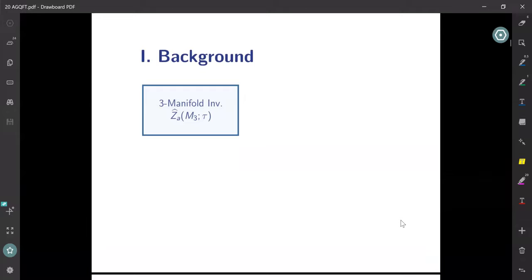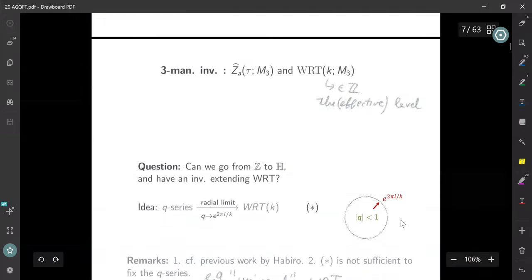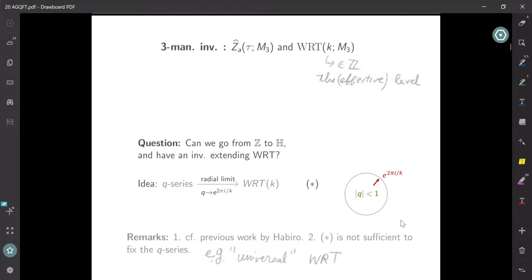So what are these three-manifold invariants? First of all, why would we want to have three-manifold invariants, since we already know there are some topological invariants that we all know and love, namely the so-called Witten-Reshetikhin-Turaev invariants of a three-manifold. Physically speaking, they're simply the Chern-Simons partition function living on the three-manifold. Okay, and till the end of the talk, I'll be talking about SU(2) Chern-Simons, okay?